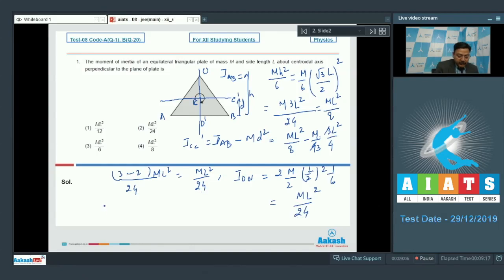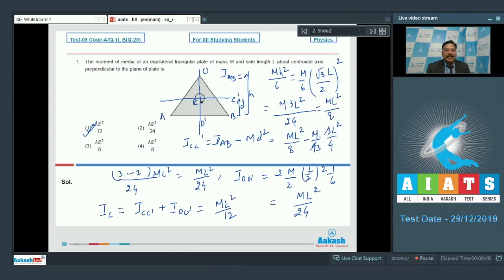So the moment of inertia about the desired axis, let's call it IC, will be equal to the moment of inertia about CC dash plus the moment of inertia about OO dash, using the perpendicular axis theorem. This is equal to mL square by 24 plus mL square by 24, which will simply be mL square by 12. If you look at the options, it is clearly matching with option 1. So option 1 is correct.